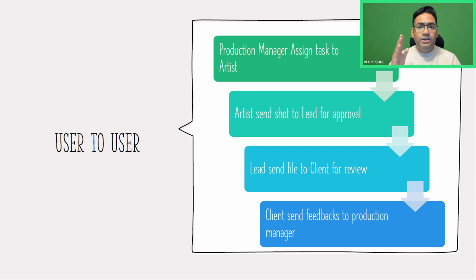Then artists send shots to the lead for approval. That is also a regular process in studios, where artists finish their task and then submit it for approval. That part also can be included in the VFX pipeline. With a proper pipeline, you can save time on this. Then the lead sends to a client for review, which is again part of the daily process. Then clients send the feedback to the production manager.